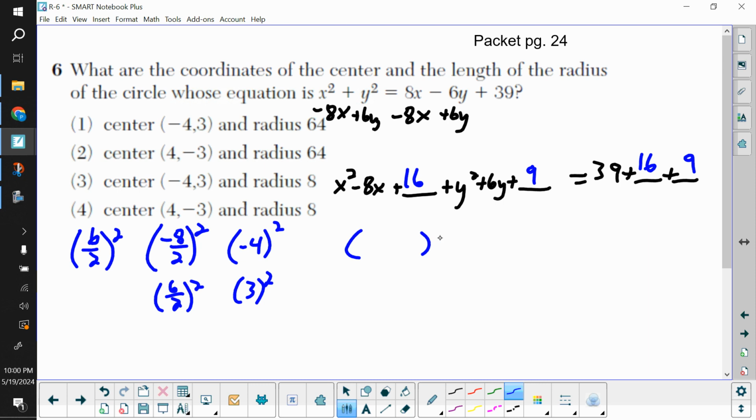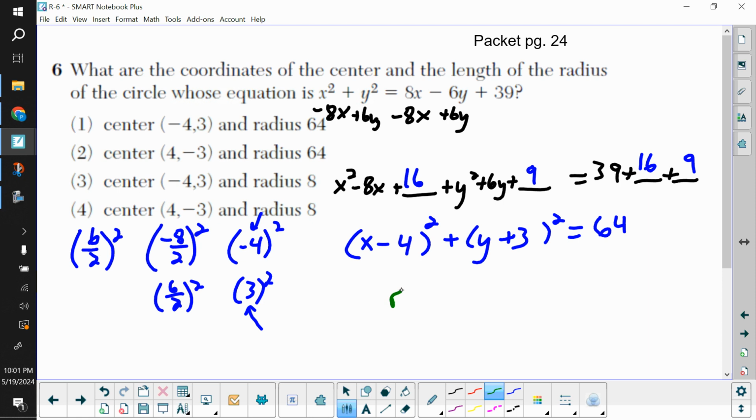So now we're going to put this in our center radius form. We're going to have an x part that's squared plus a y part that's squared equals some number. If we add up the right side, the 39, 16, and 9 give us 64. And then for the x part, remember it was negative 4 that we squared to get 16, so this is just x minus 4. And it was positive 3 that we squared to get 9, so this is y plus 3.